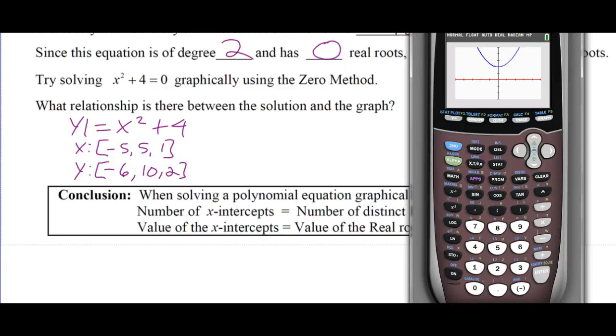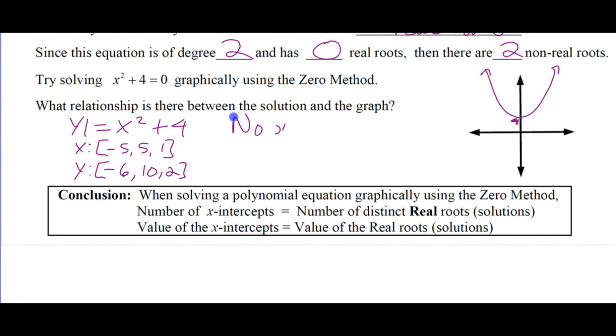I've sketched out the graph, right, and I'm saying there are no x-intercepts, so no x-intercepts, which leads to no solution, right, and really no real roots, right, therefore no solution.